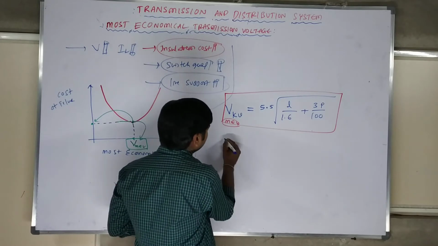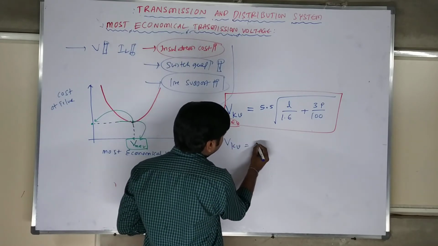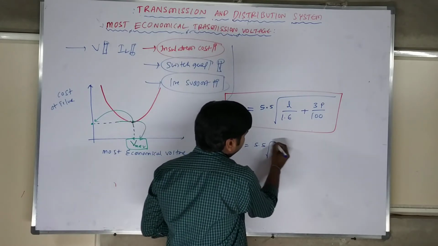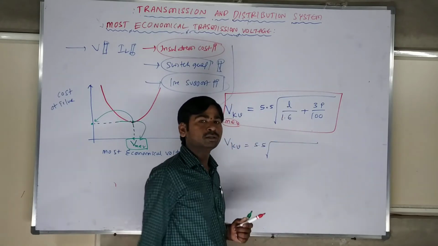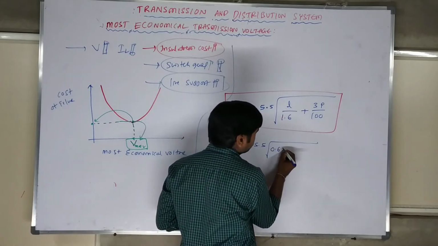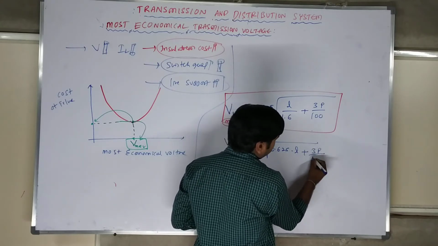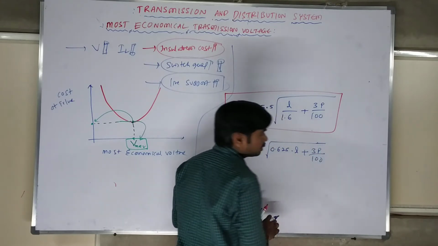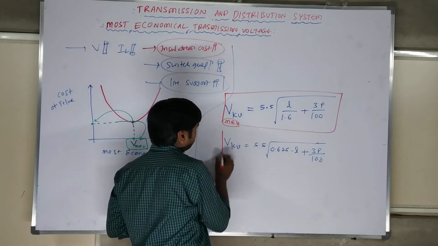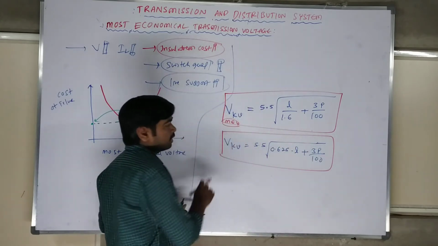If you want to convert it, V in kV is equal to 5.5 into 1 by 1.6, which is nothing but 0.625, into the length of the transmission line plus 3P by 100. We are going to do the calculation here. It is very clear, so this is the formula we can use.